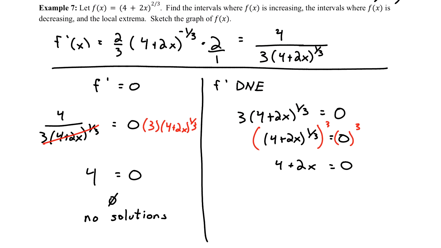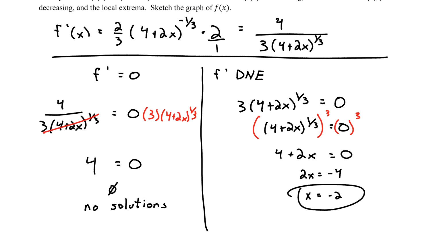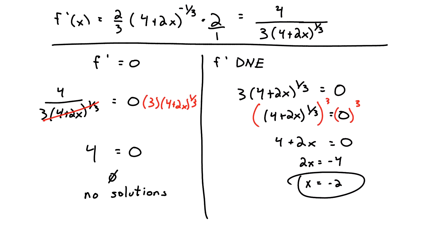So let's see, we can finish this up here. 2x is equal to -4, which means that x equals -2. So I've only got the one critical number here. I've got x equals -2 as a critical number. So let's see, what can we do with this then? We next want to use this critical number to help us find where our function is increasing, where it's decreasing, the local extrema. We want to construct our number line next.